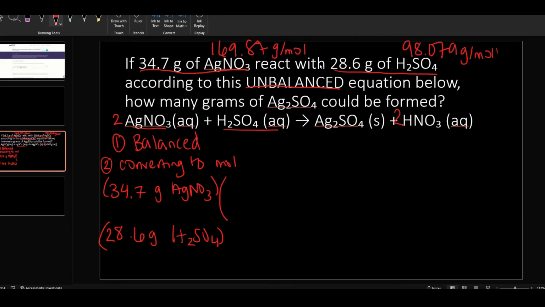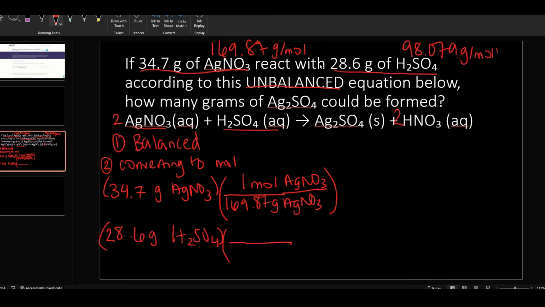So off screen, I went ahead and got the molar masses for AgNO3 and H2SO4. You would do that by adding up the masses of all the elements in each compound, right? So what I'm going to do is set each of those up so that grams cancel out. So for my AgNO3, I'm going to put the 169.87 grams AgNO3 at the bottom, and then at the top goes 1 mole AgNO3. And same idea here for my H2SO4, and then 1 mole at the top.